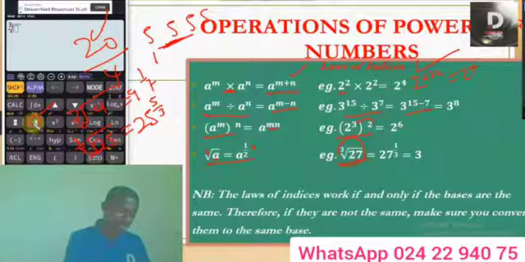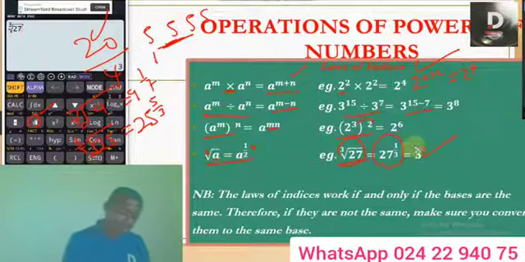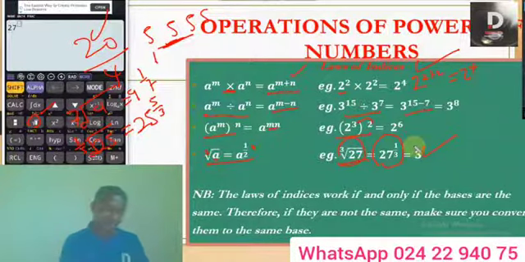I'll do another one for you to see. Cube root of 27. The answer is what? 3. The answer is 3. Now let me put it in the calculator and see if the answer is also 3. So 27 raised to the power, and this one is the raised-to-power box. Take note.